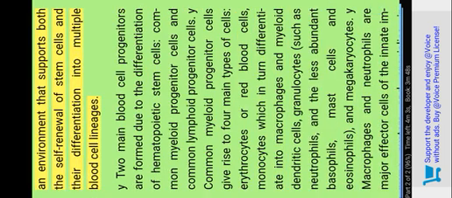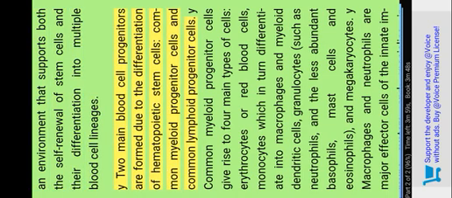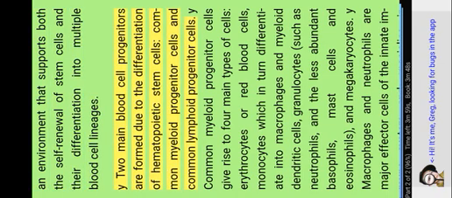An environment that supports both the self-renewal of stem cells and their differentiation into multiple blood cell lineages. Two main blood cell progenitors are formed due to the differentiation of hematopoietic stem cells: common myeloid progenitor cells and common lymphoid progenitor cells.